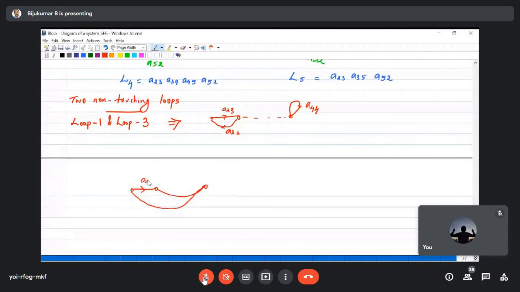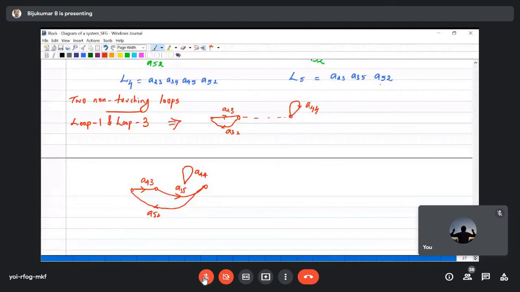A43, A35, is A52, and here it is at self. Is there any other non-touching loops? Sorry? No, sir. Yeah, correct, right. Only two non-touching loops exist in this.